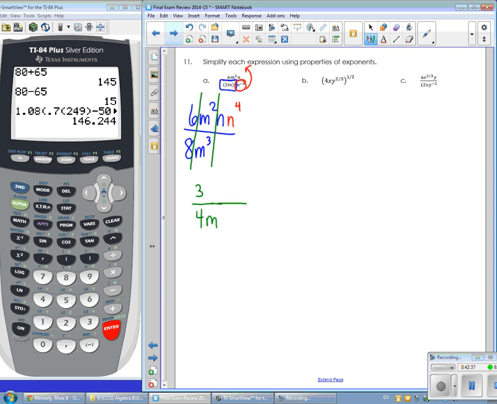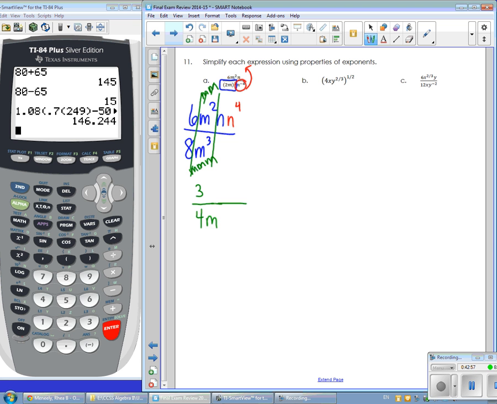Another way you could do this, and I think a lot of people prefer this, as long as your exponents are positive, you can cancel. So m squared over m to the third means I basically have 2 factors of m on top and 3 on the bottom, which means that I can cancel 2 pairs. And that leaves me with an m on the bottom. So sometimes canceling makes a little bit more sense.